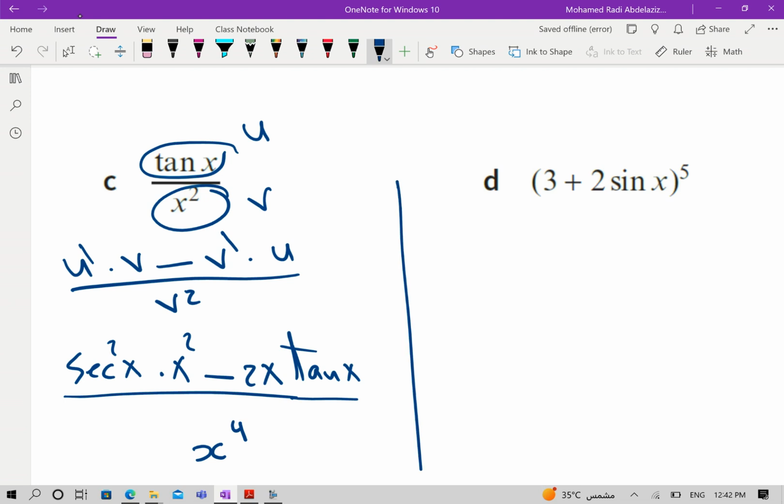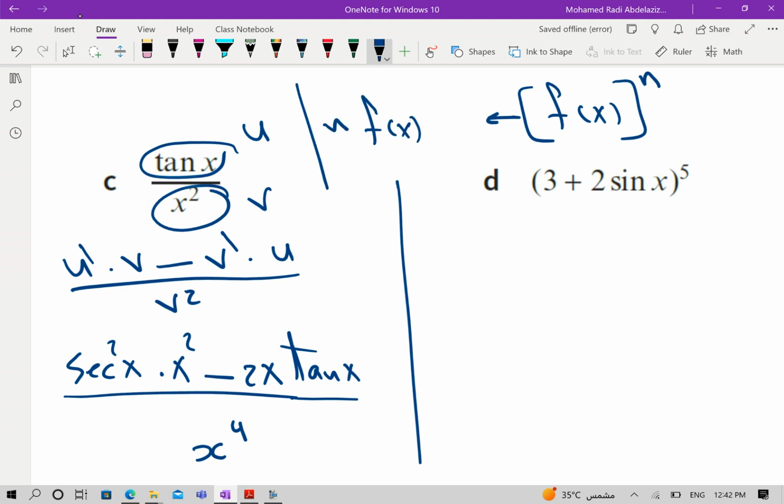The next one. Do you remember the chain rule? Do you remember f of x, all to the power of n? How to differentiate? Just drop the power, then write the function all to the power of n minus 1. Don't forget to multiply by the derivative, f dash x, in the same way. Start to drop the power.